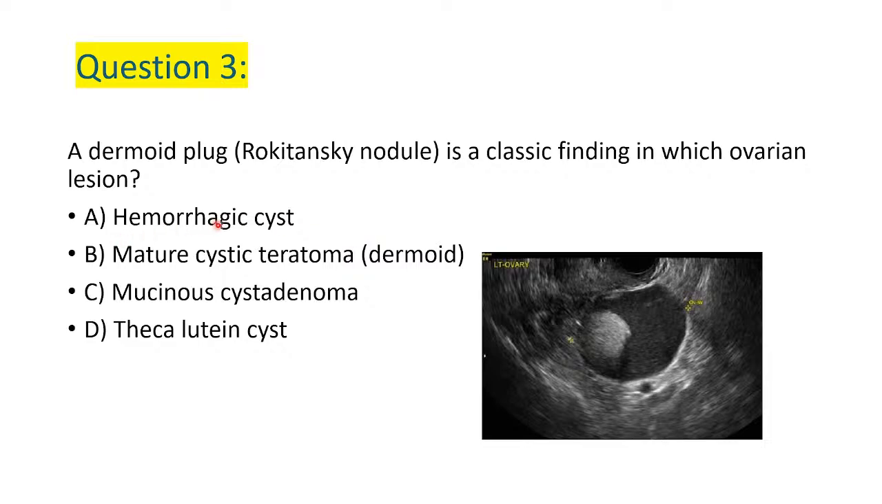A. Hemorrhagic cyst. B. Mature cystic teratoma, dermoid. C. Mucinous cystadenoma. D. Thecoma. So the question again: a dermoid plug, the Rokitansky nodule, is a classic finding in which ovarian lesion? A. Hemorrhagic cyst. B. Mature cystic teratoma, dermoid. C. Mucinous cystadenoma. D. Thecoma.